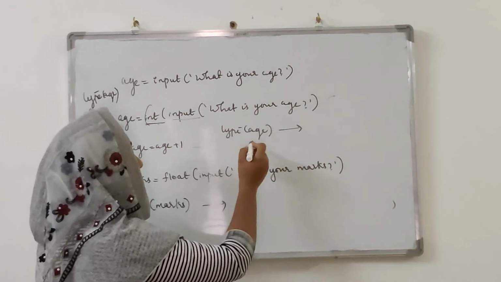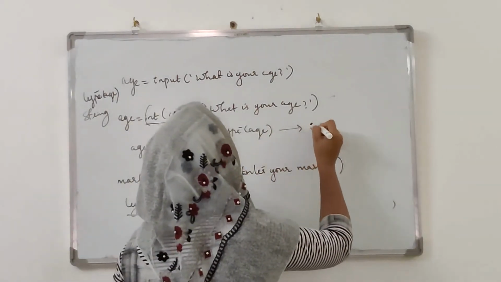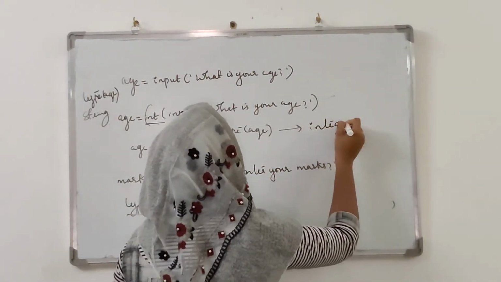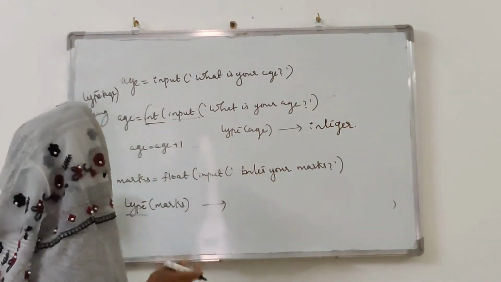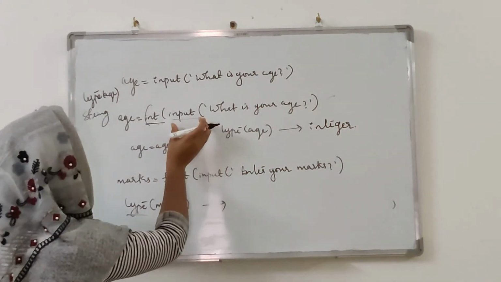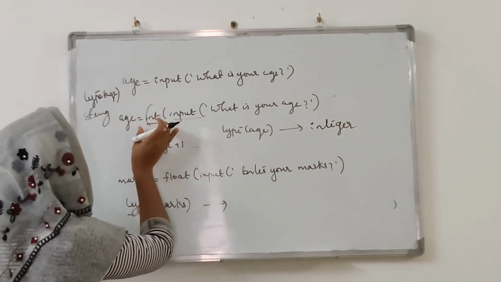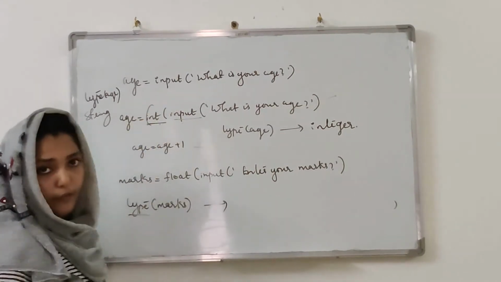Then what will be our output? Our output will be int, or integer. Why? Because we converted the string data type to the integer data type using the int function.